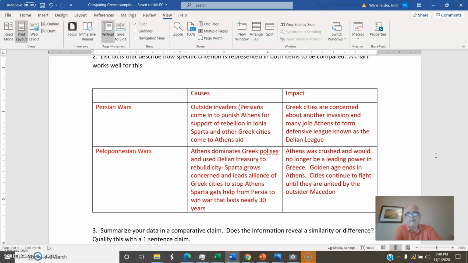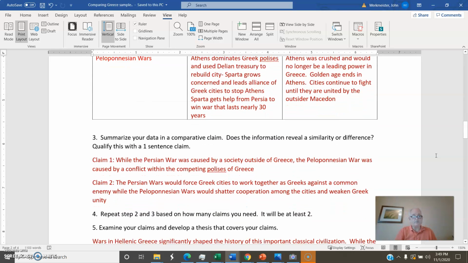The second piece we're looking at is impact. The impact of the Persian War is that the Greek cities are concerned about another invasion, and they join Athens to form a defensive league called the Delian League. So it brought Greek cities together. In the Peloponnesian War, we see Athens is crushed. It would no longer be a leading power in Greece. The Golden Age ends in Athens, and cities continue to fight until they're united by the outsider, the Macedonians.